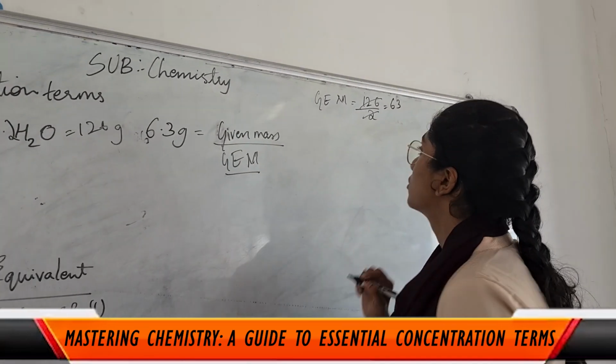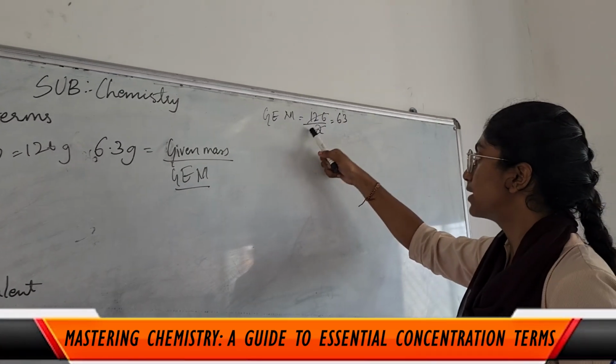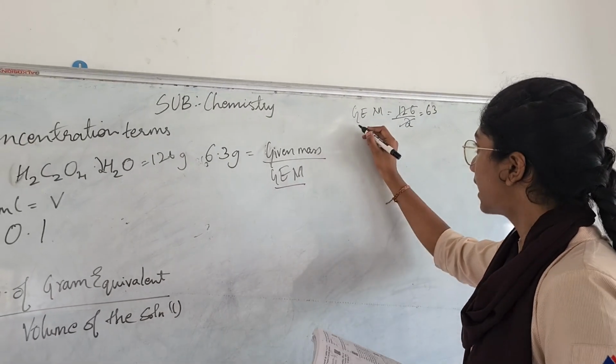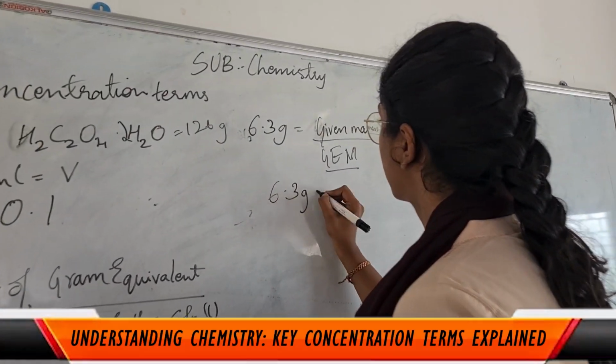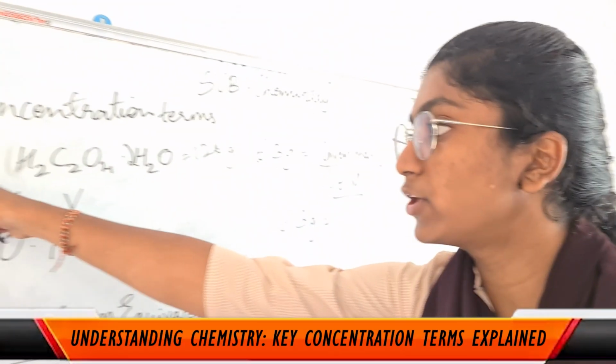So when I divide 126 by 2, I get 63. So I got the gram equivalent mass over here. So I'm going to substitute here. So the given mass is 6.3 grams here.